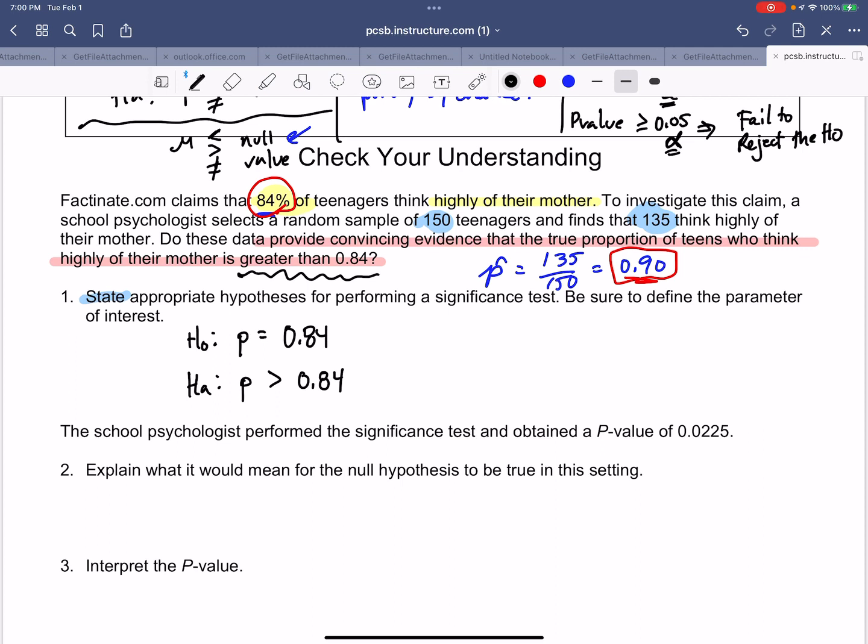That's our state. Now, just like last chapter, I have to define what P is. So if I'm going to use the variable P, I have to tell you what P is. We are trying to gain additional information about P. And what is P? The true proportion of teens who think highly of their mothers. Okay, right? I'm copying it right out of the problem.